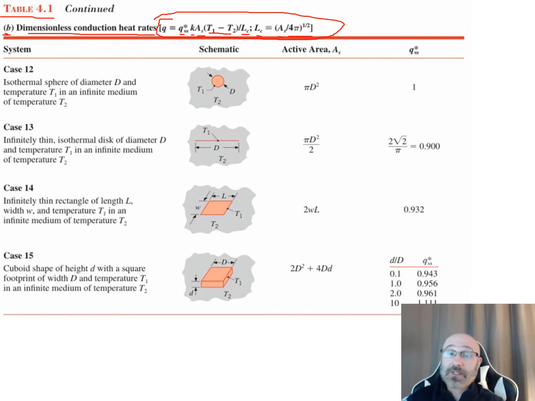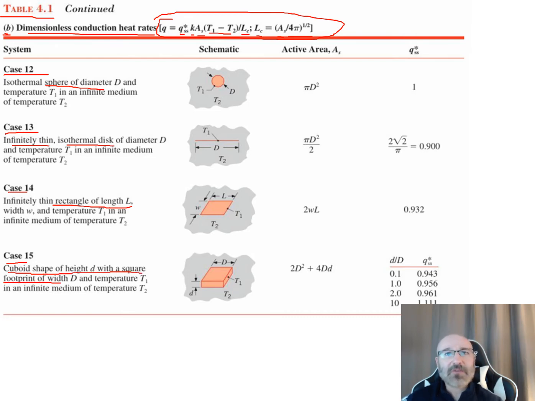So this is great. This table not only gives us these cases in 12 through 14 for these different shapes, but also references the governing equations that we just discussed on the previous slides. Let's take a look at a couple of these. Case 12, you have an isothermal sphere. Case 13, you have an infinitely thin isothermal disk. Case 14, we're looking at an infinitely thin rectangle with some length L. And case 15, we're looking at a cuboid shape of height D with a square footprint of width D.